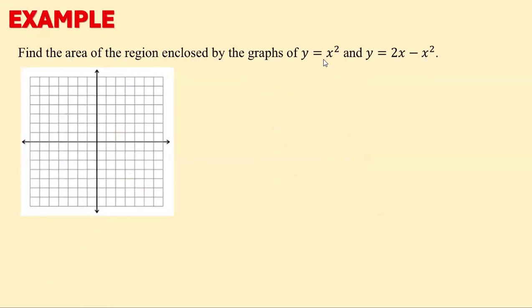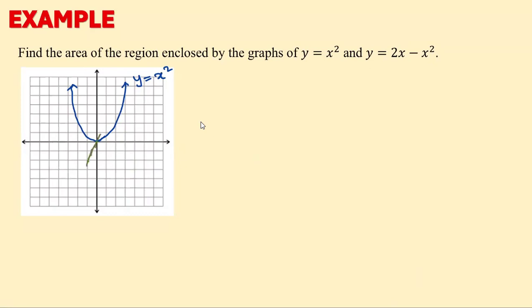So the first function y equal to x squared is an upward facing parabola. If you are unsure about the shape of the graph, feel free to use a graphing calculator and sketch it. And then the next one is y equal to 2x minus x squared. This is also a parabola, but a downward facing parabola, which is shifted a little bit towards the right. So that means the graph will be something like this.